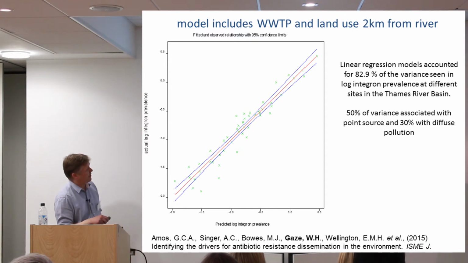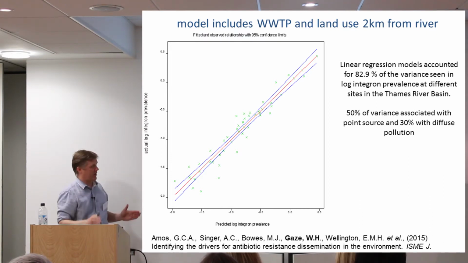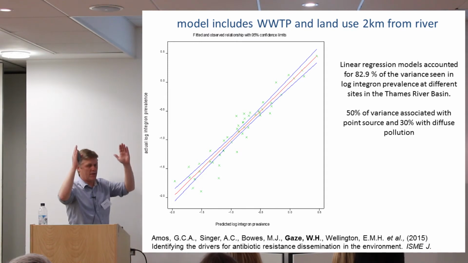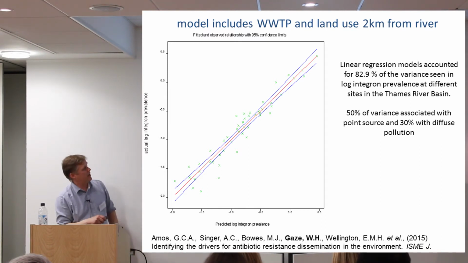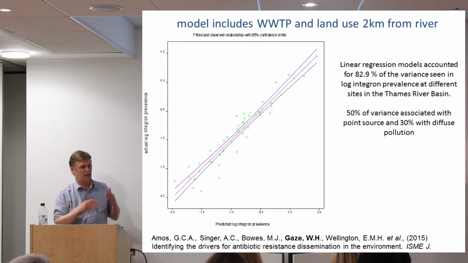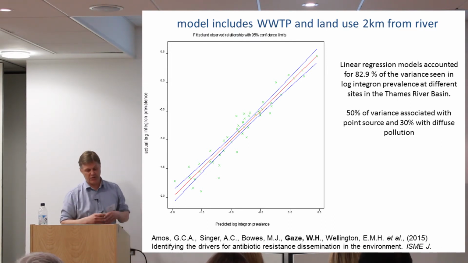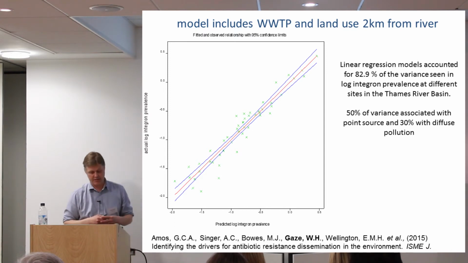Basically, we could predict about 50% of the variance based on proximity, type and size of wastewater treatment plant. When we introduced the land cover on a 2 kilometre corridor either side of the river stretch, then we can explain about 80% of the variance in integron prevalence in sediment just with those quite simple geospatial analyses.